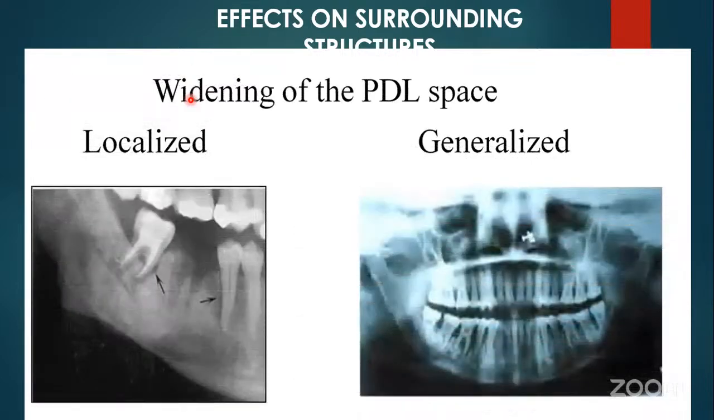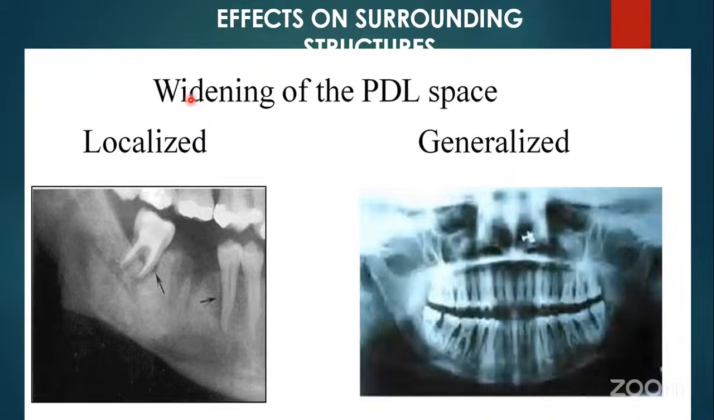Okay, and apart from this, now we can also observe certain changes like widening of the pedial space. This can be either localized or generalized. In case of smaller odontogenic lesions, there will be localized widening of pedial space, and in case of systemic lesions, you'll be able to observe generalized widening of pedial space. You have to correlate it.